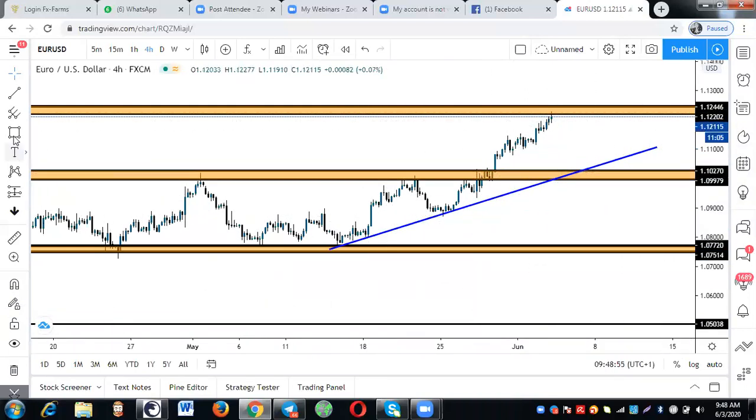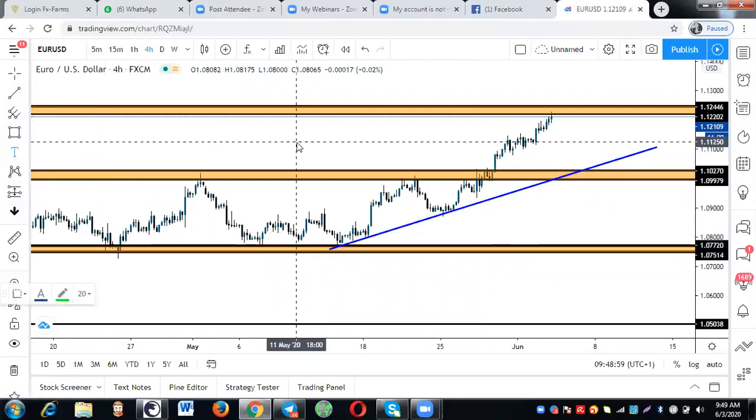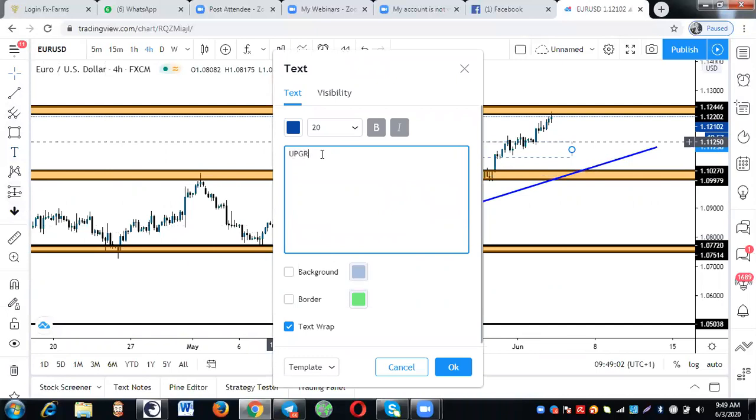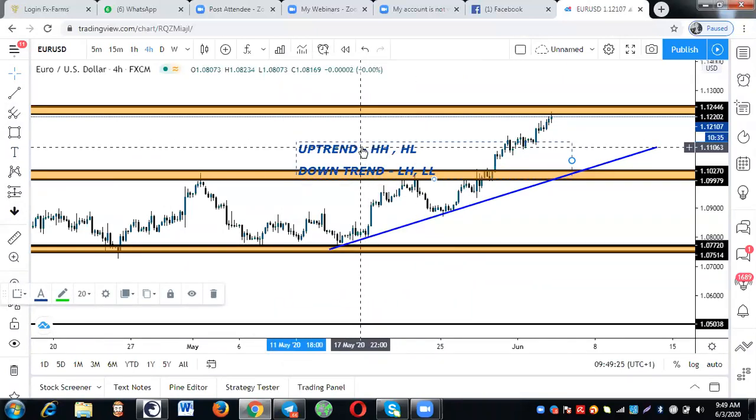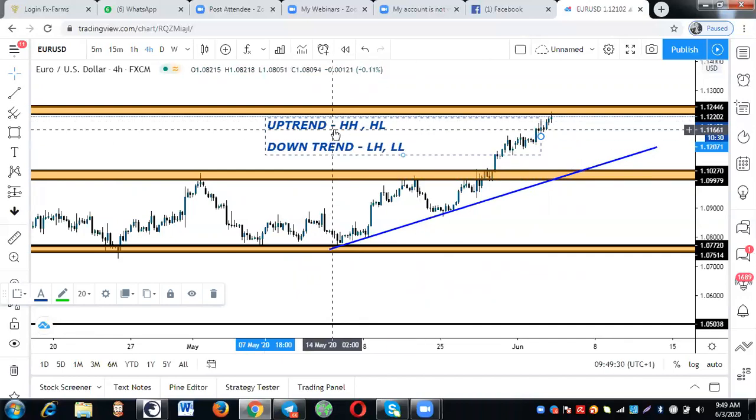Now I'm going to show you, you guys would have read the book, of course. An uptrend is characterized by higher highs and higher lows, while a downtrend has lower highs and lower lows. So this is it. Uptrend, higher high.